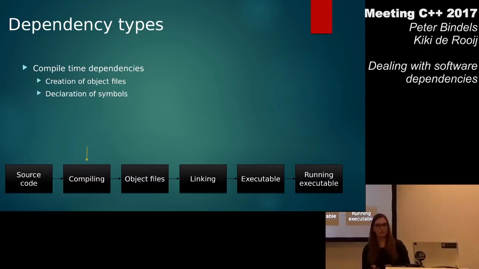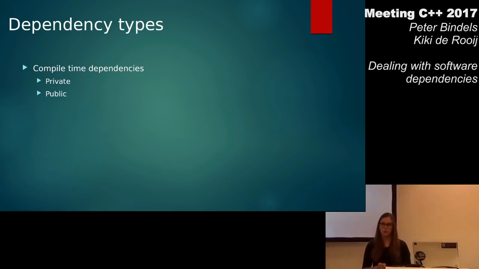So, as I explained, the preprocessor will copy all your dependencies into your source file. It will take all your direct and indirect dependencies into your source file. The compiler will check if everything is declared, and it will create the object files. Compile time dependencies can be private or public.